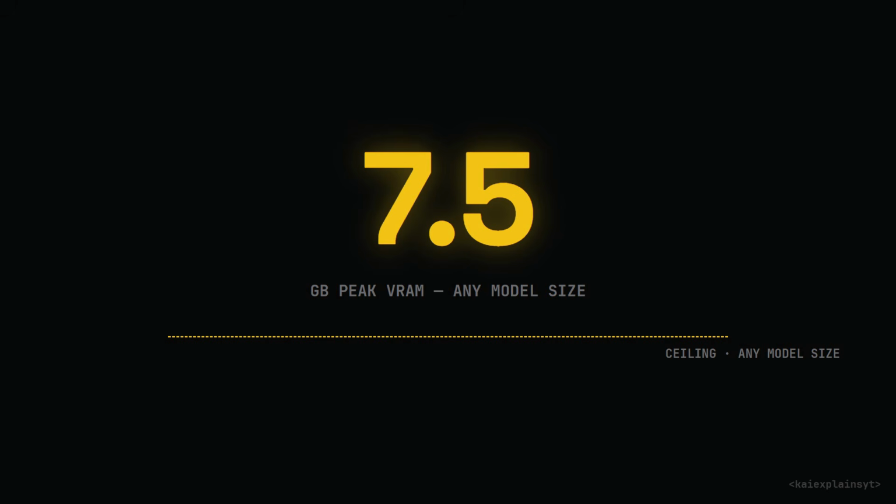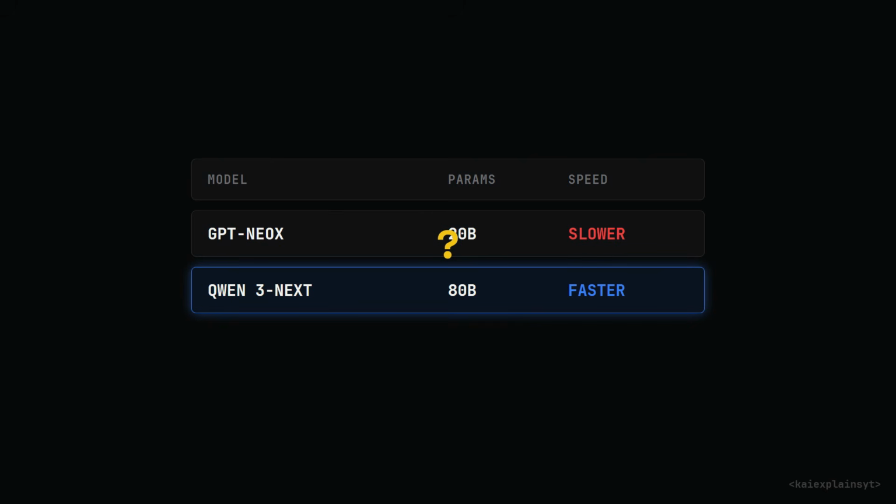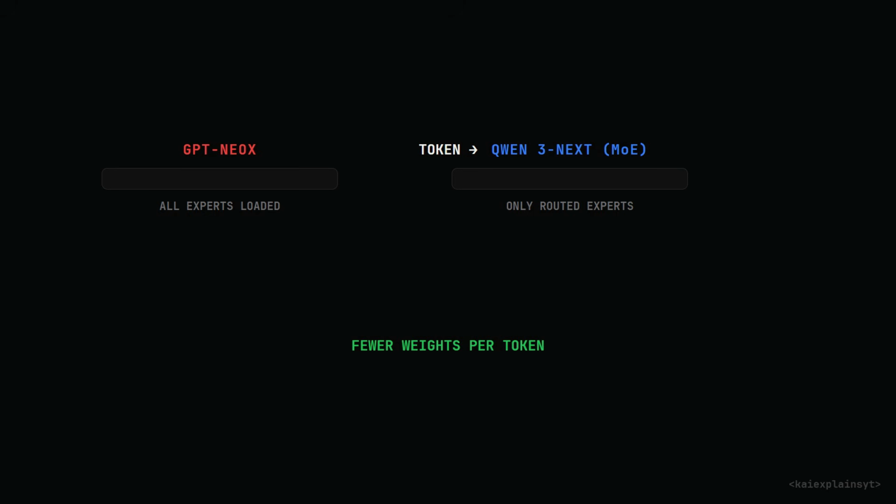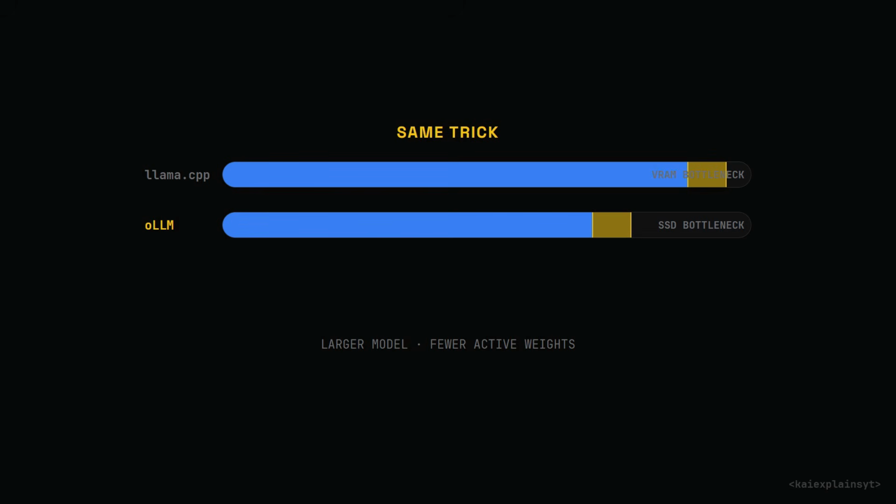That is oLLM, and it is where the tooling gets interesting, because you can see the design in one strange row in that README table. The 20 billion parameter GPT-OSS model runs slower than the 80 billion parameter Qwen 3 Next. GPT-OSS loads all its experts onto the GPU. Qwen 3 Next is a mixture of experts model, and oLLM only streams the experts a given token actually routes to. The other experts do not make the trip. Larger model, fewer weights moving per token. Sparsity is doing the same thing here that it does in llama.cpp, just over a different bottleneck.